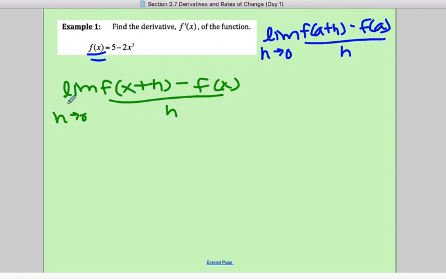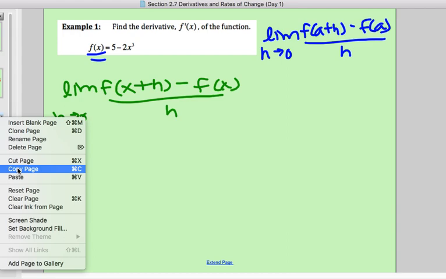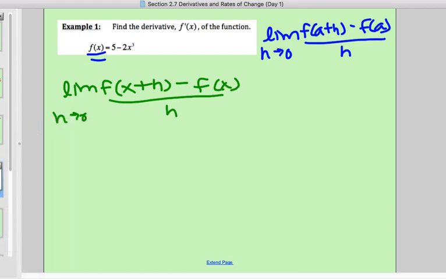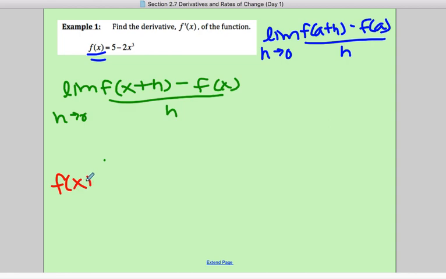Okay, so in order to do this, I'm going to find f of x plus h. So I'm going to do a little side work to find that. Okay, I am going to clone this page if I can, because I'm going to run out of room. All right. So, little side note, we're going to find f of x plus h, okay? In order to find this, wherever there is an x, I will now write x plus h.